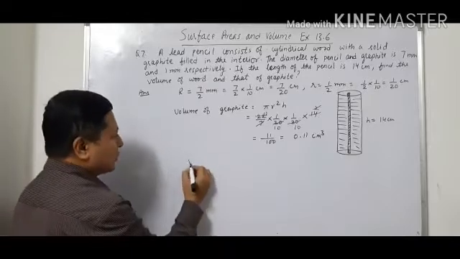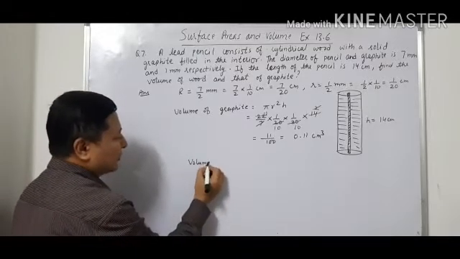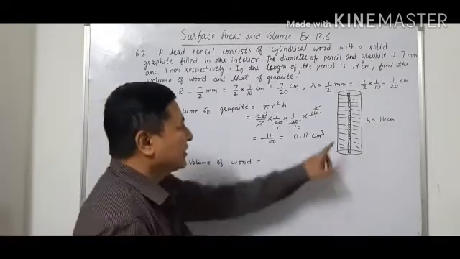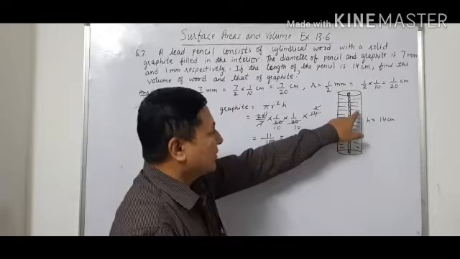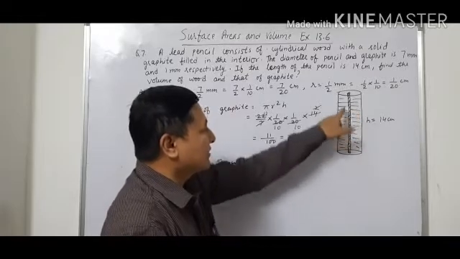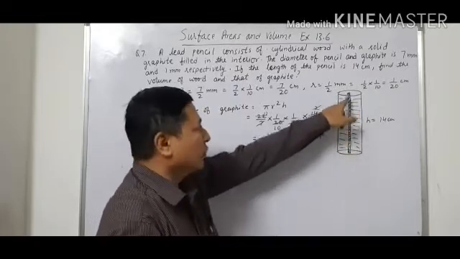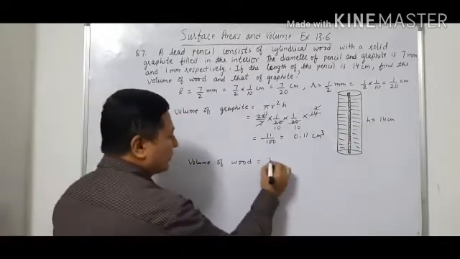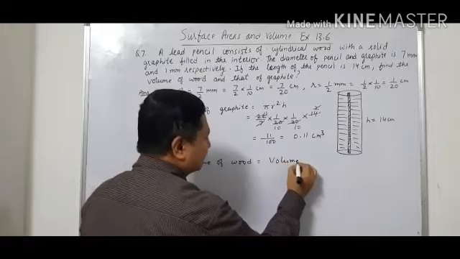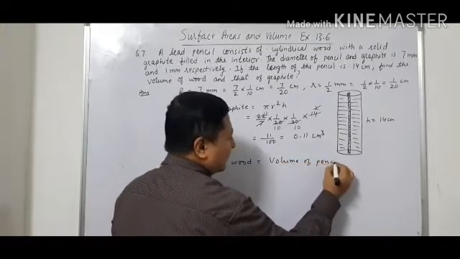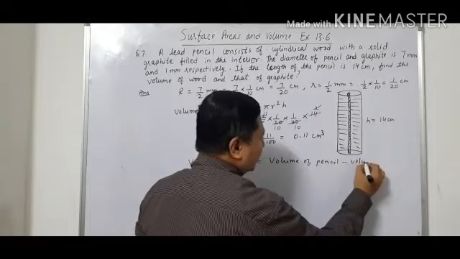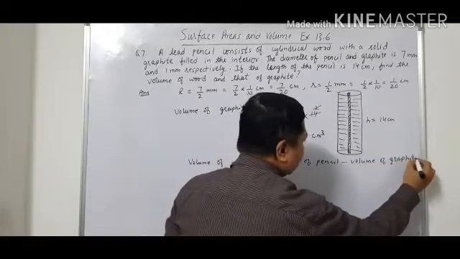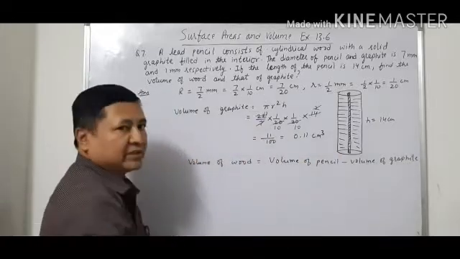Also we have to find the volume of the wood in the pencil. Now this is the volume of wood. You can see here, this is the pencil. If I take the volume of the pencil and subtract the interior part, that is the volume of the graphite, then we will get the volume of wood. So volume of wood will be equal to volume of pencil minus volume of graphite. Volume of graphite we have already calculated, that is 0.11 centimeter cube.